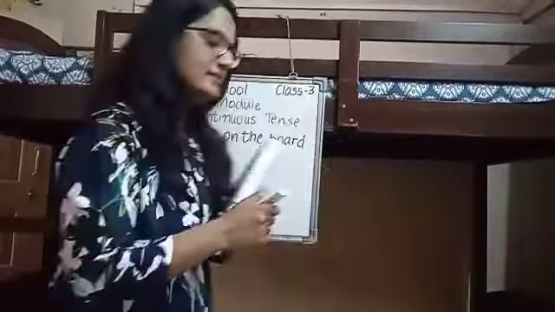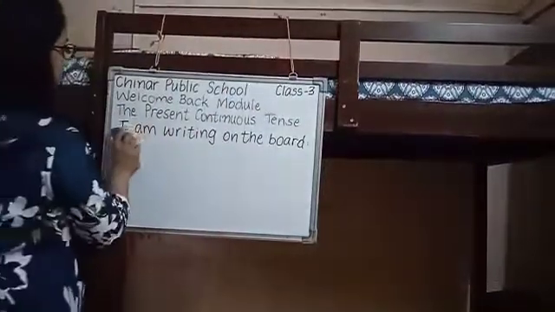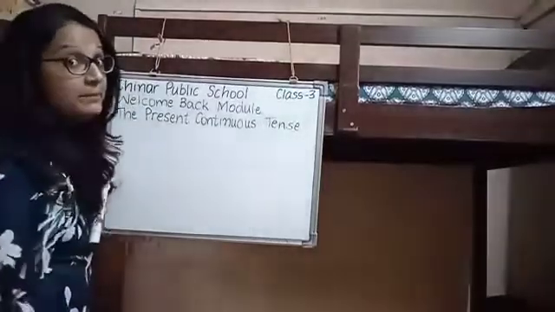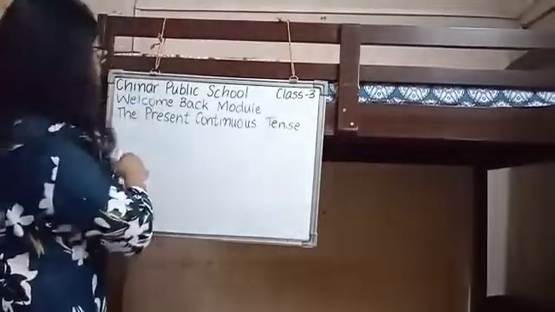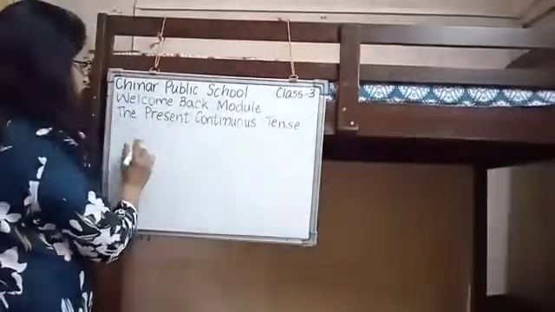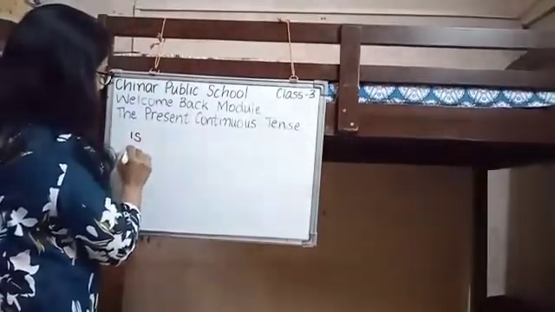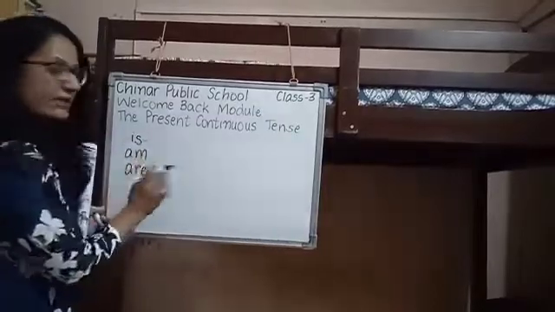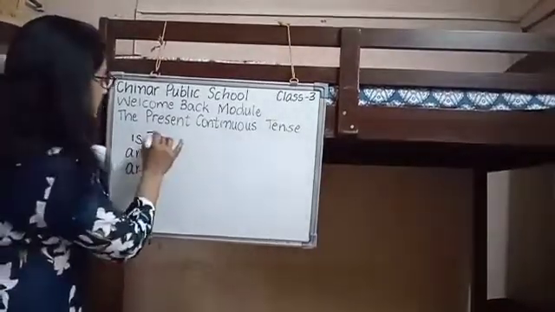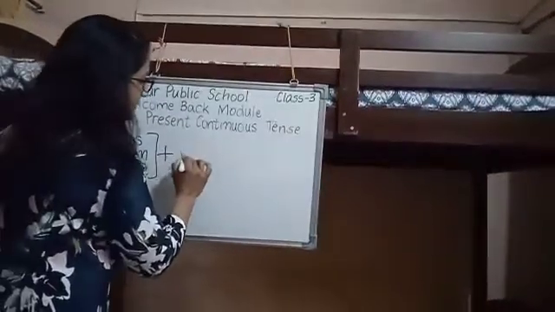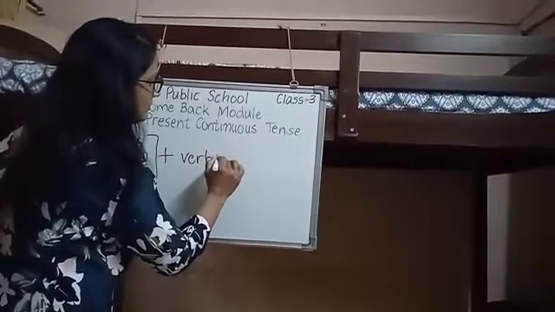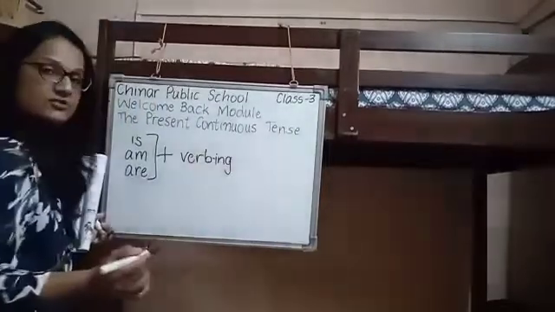You remember it now? So how will you identify whether a particular sentence is in present continuous tense or not? The best identification is that the sentence will be carrying either is, am or are, plus the verb will be there in its ing form. Verb will be in its ing form.